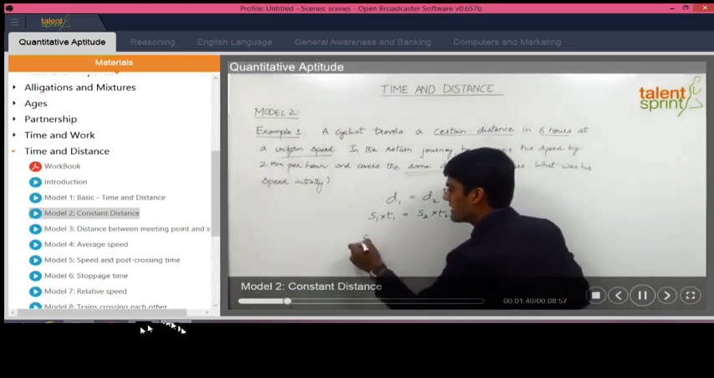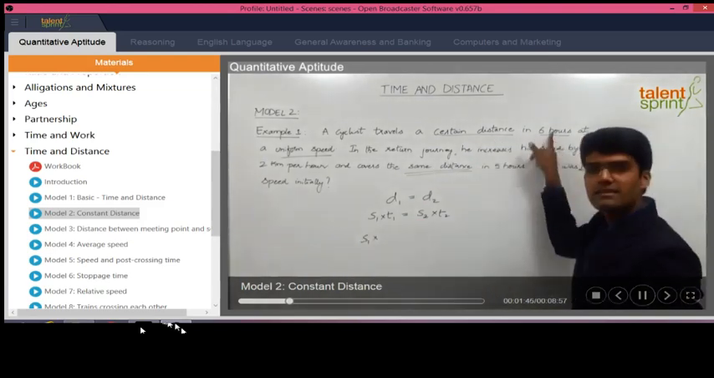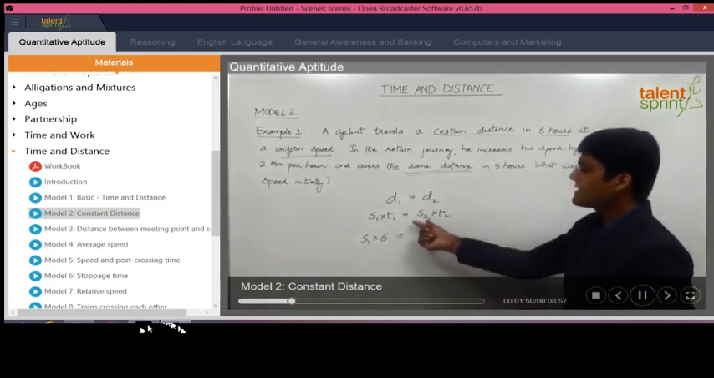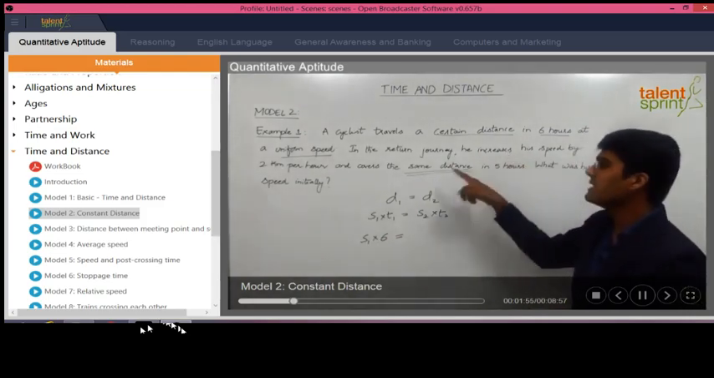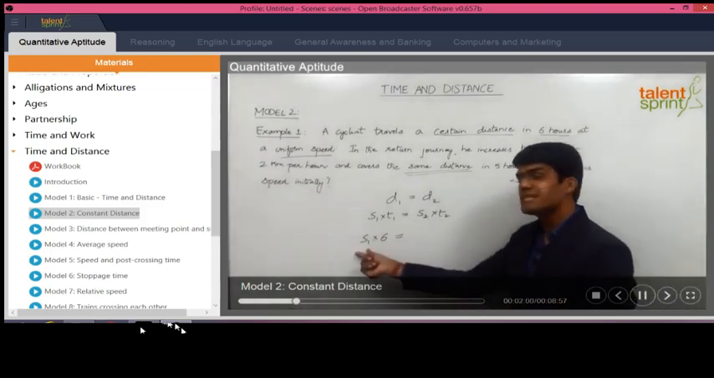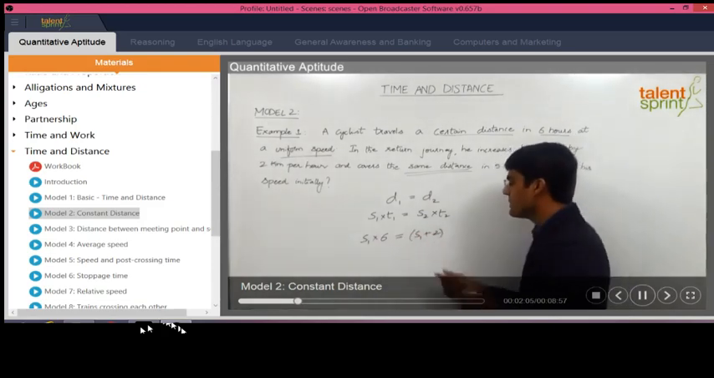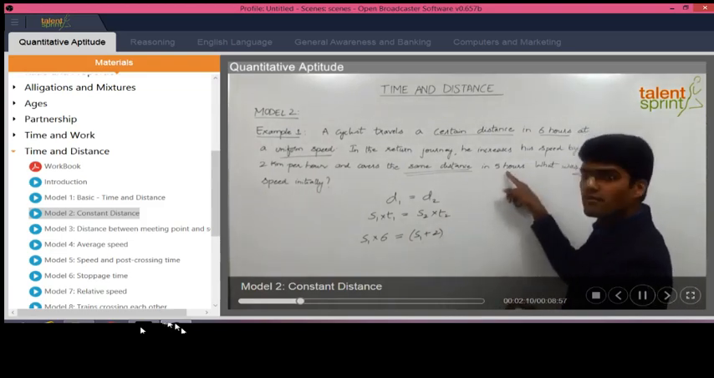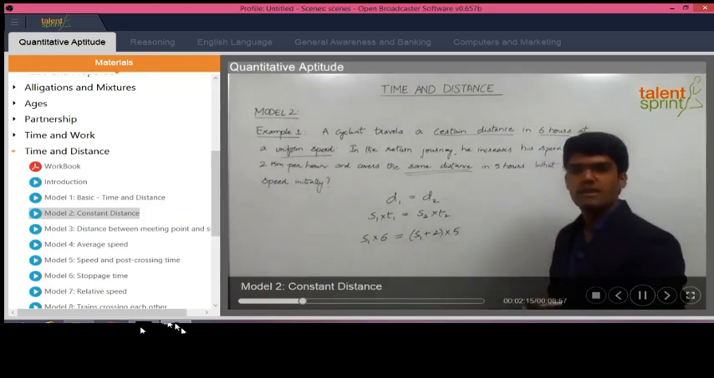So S1 is S1 as it is. Now, as given in the question, the distance was covered in 6 hours in the first case. So T1 is nothing but 6 hours, which should be equal to S2, the speed in the second case. The question says in the return journey, the speed was increased by 2 kilometers per hour. That is nothing but S2 should be equal to initial speed plus 2 kilometers. So this can be taken as S1 plus 2, as the speed has been increased by 2 kilometers per hour. And the distance was covered in 5 hours. So T2 is nothing but 5. So by simplifying this equation, we can find out the initial speed.